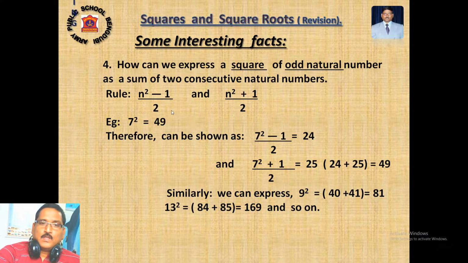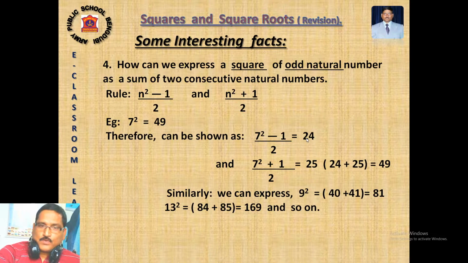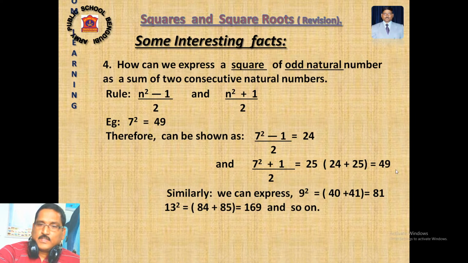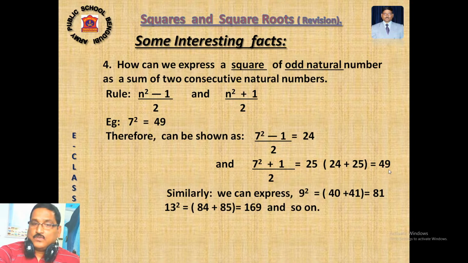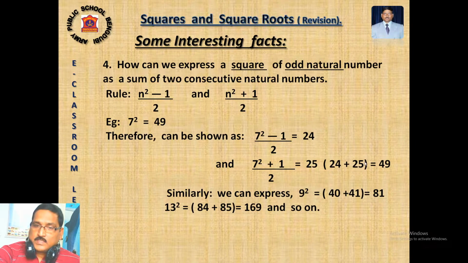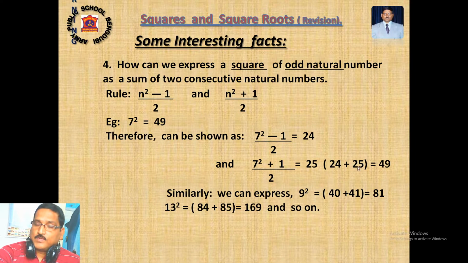Okay, the formula: what is the square root of 49? 7 square is 49. 7 square minus 1 by 2 is 24, and plus 1 by 2 is 25. If I add 24 plus 25, it will be 49. So we have to represent 49 as a sum of two consecutive numbers. Other than this combination, you cannot get it. You cannot show the sum of two consecutive numbers is 49 other than 24 and 25.